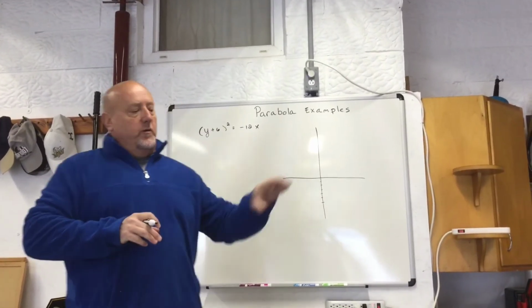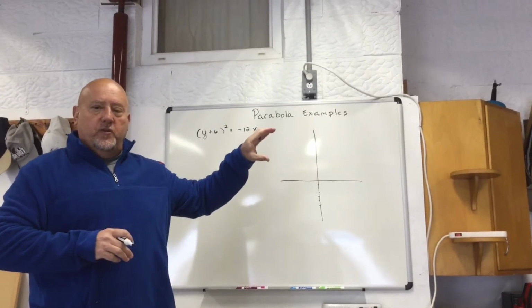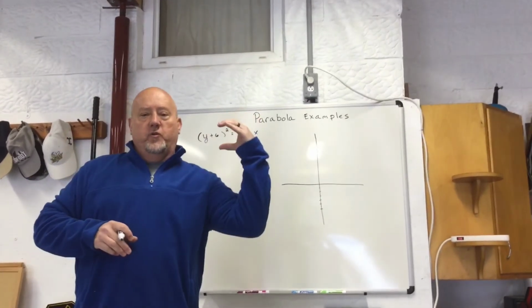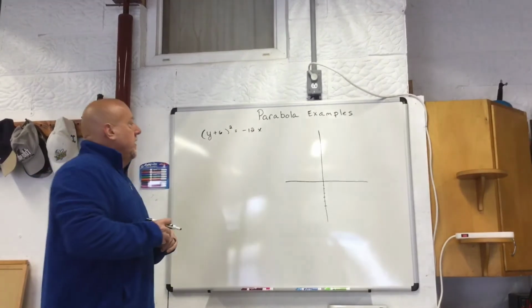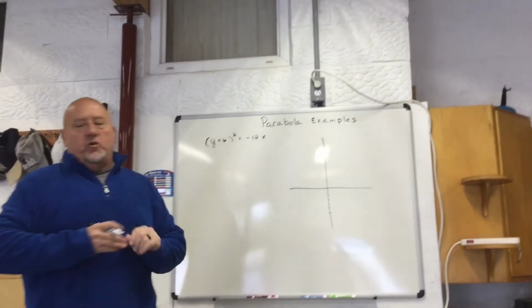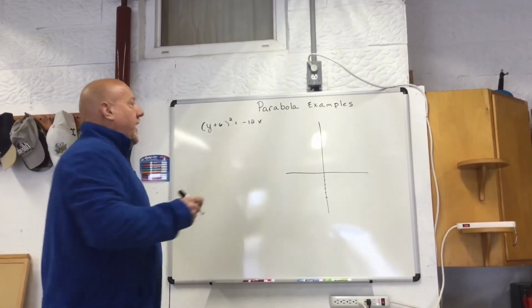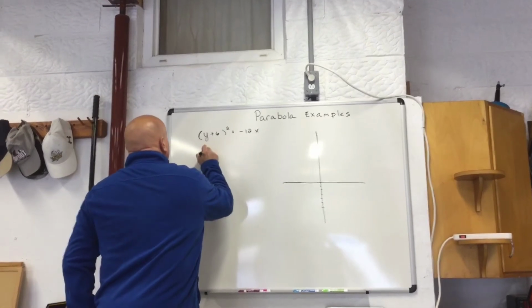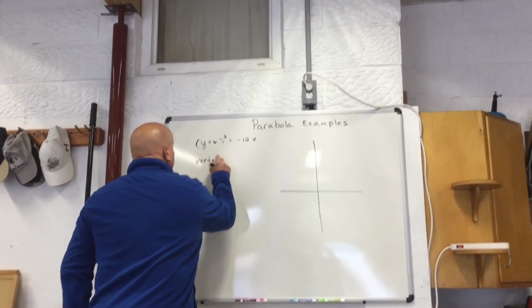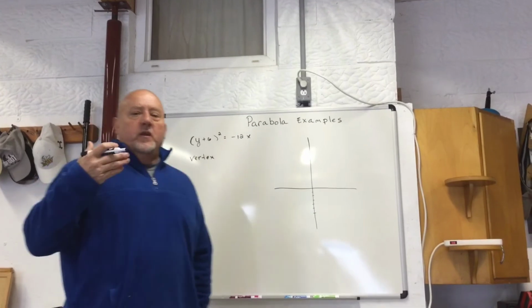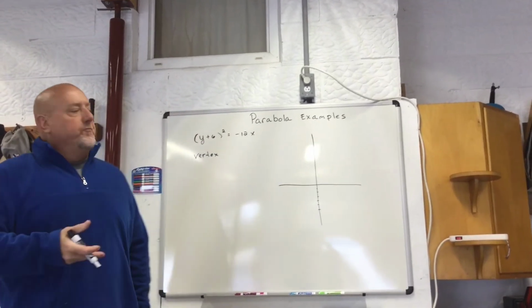Again, the y squared is going to form a parabola that looks this way, or it's going to go this way. So we're going to have to determine that. The first thing I'm always going to do is locate the vertex of the parabola. For the vertex, you're going to have to refer back to the PowerPoint, which has the general form of the equation.